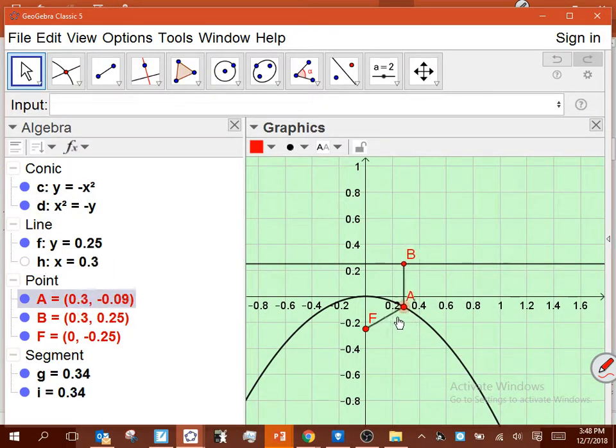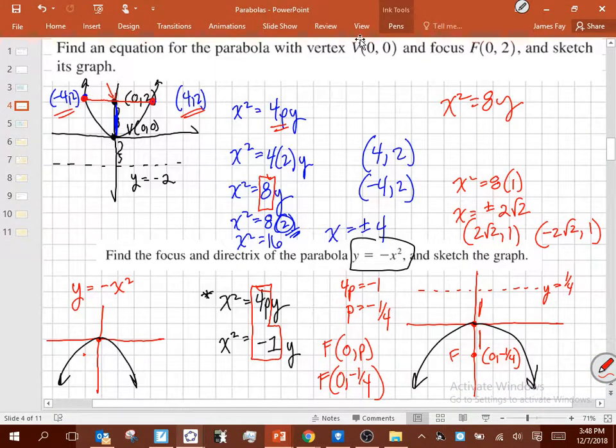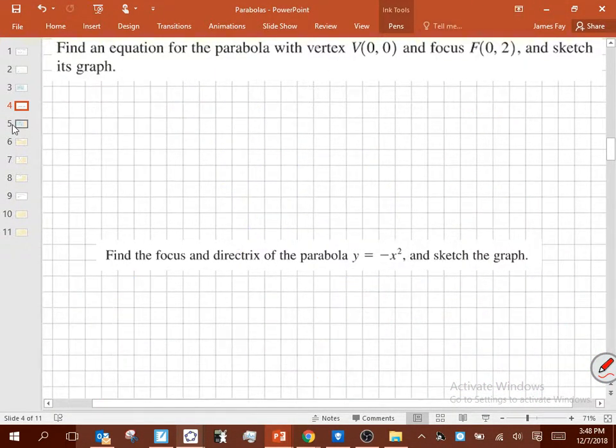As I move A, you see that those distances are always the same. Right there you're seeing that's that 0.25, and keep going. We see that those distances are always the same. So it's kind of a neat way to deal with parabolas.